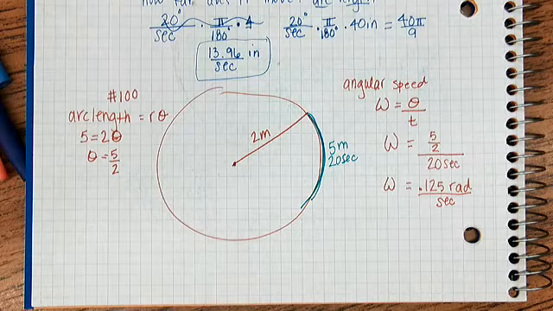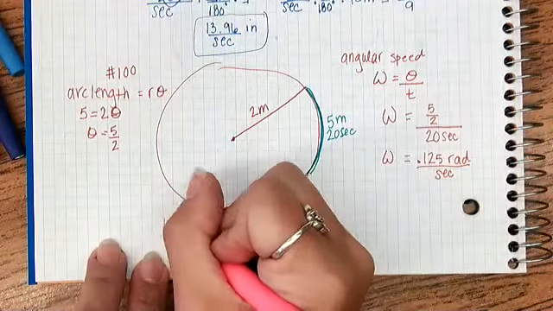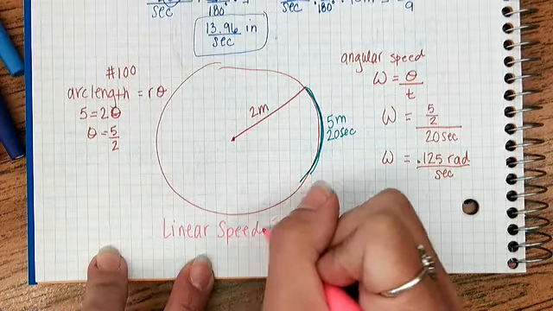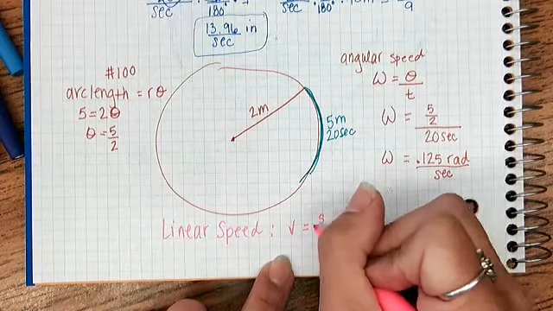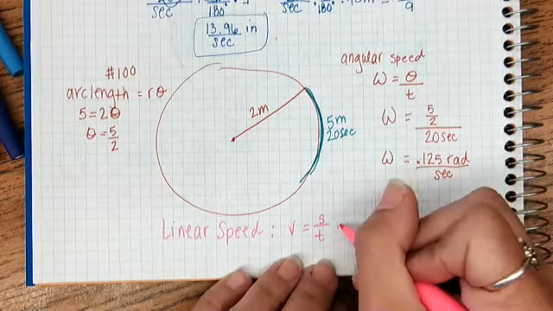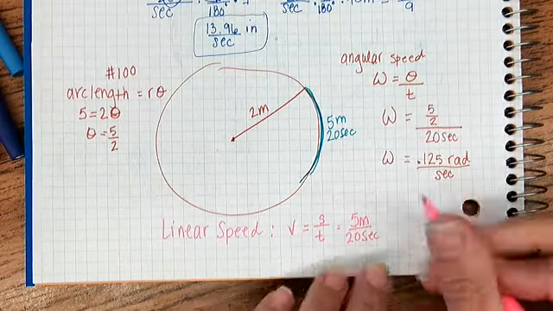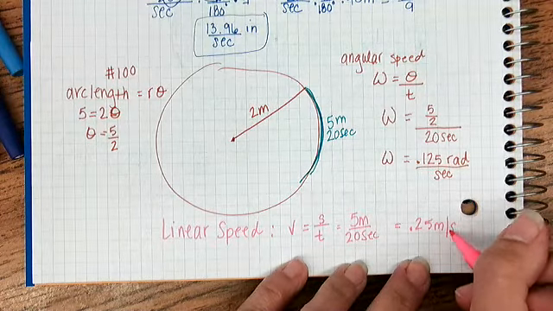Let's take a look at the linear speed. Linear speed, in my opinion, is not nearly as complicated as angular speed. Distance equals rate times time with just some funkier letters. V is equal to S over T. Five meters over 20 seconds, which is 0.25 meters per second.